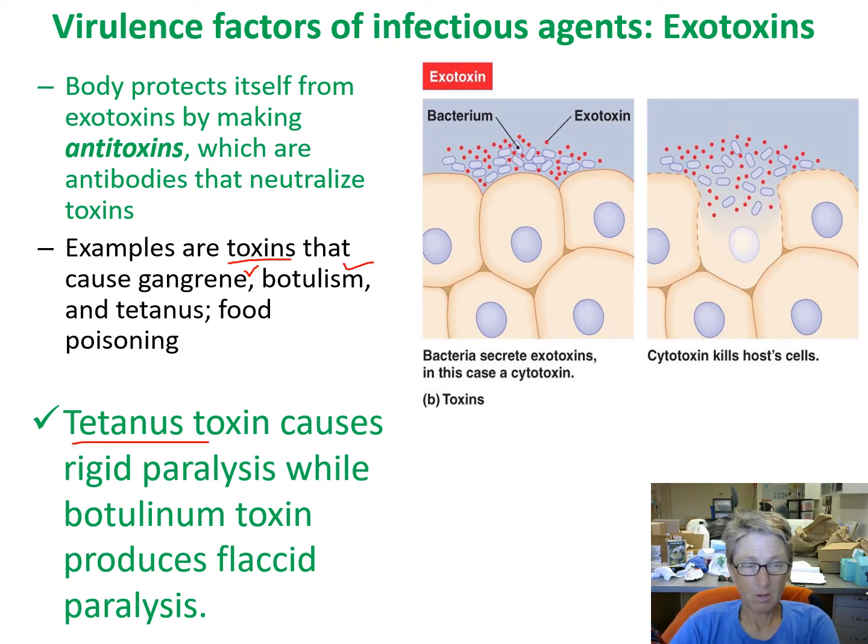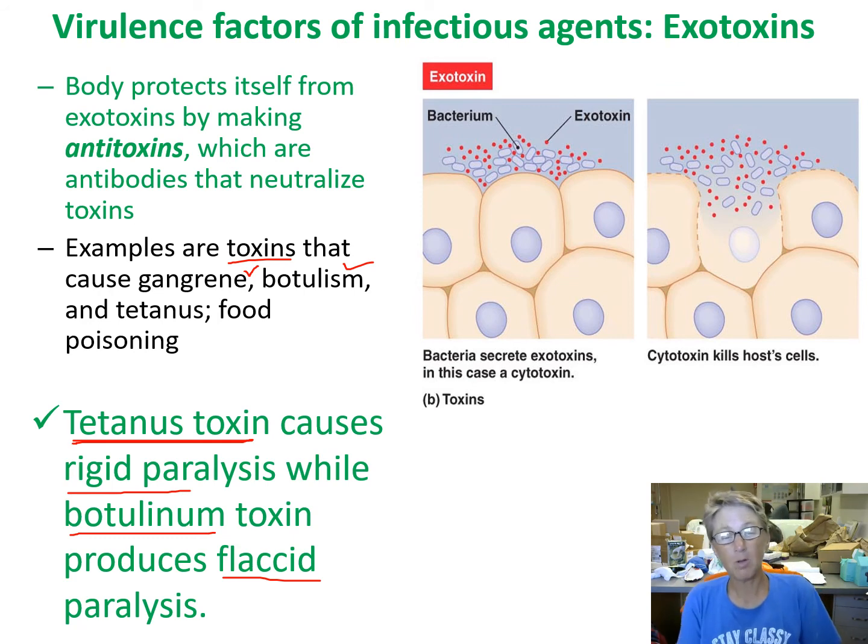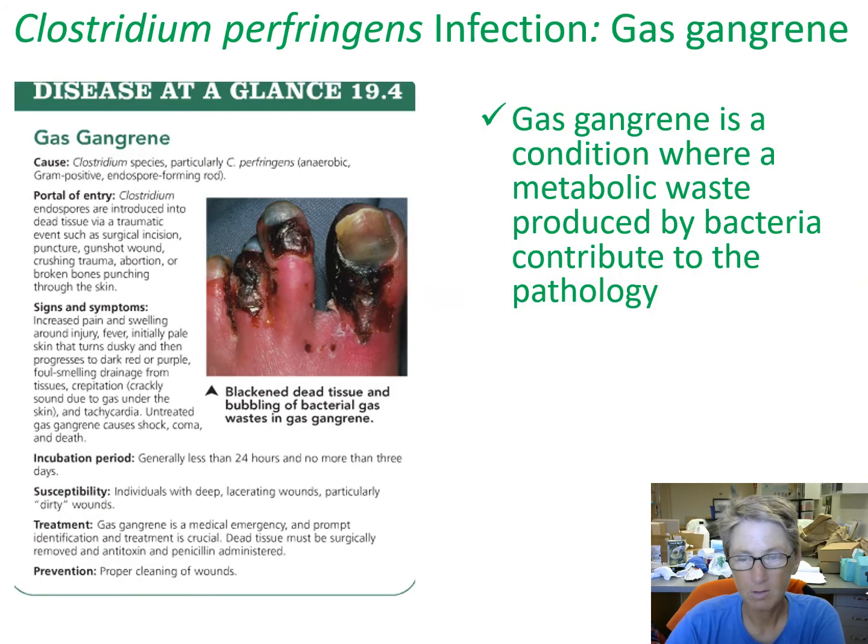This is interesting. Tetanus toxin causes rigid paralysis. So rigid, you're paralyzed, your muscles are stiff, they're rigid. But botulinum toxin produces a flaccid paralysis. So both tetanus and botulinum toxins cause a paralysis, but one type of paralysis in your body would be where you're rigid, and the other type would be where you're flaccid. You're weak, and a flaccid paralysis is the opposite of a rigid paralysis.